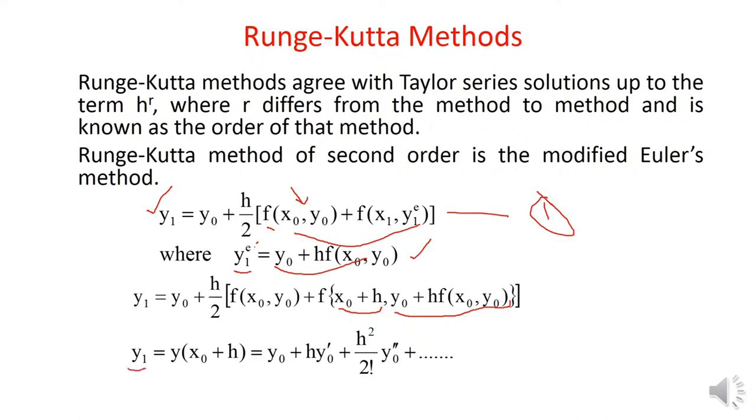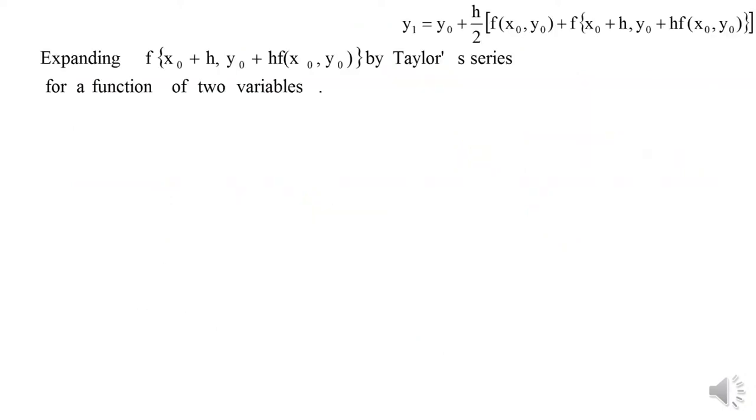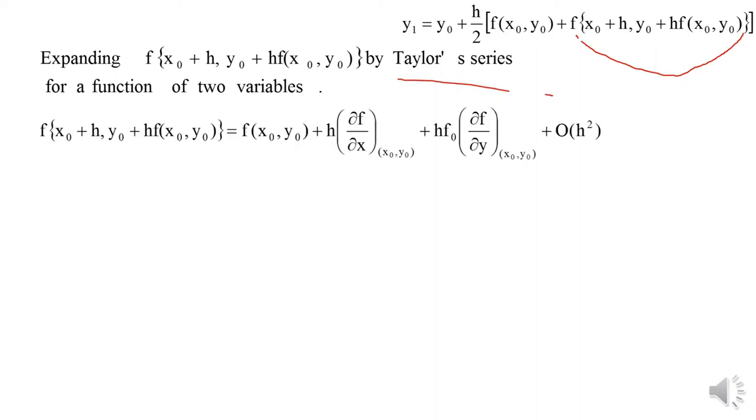अब हम टेलर सीरीज को यूज करते हैं। हम जानते हैं y1 जो है y(x0 plus h) है, इसे टेलर सीरीज से एक्सपेंड कर सकते हैं: y0 प्लस h y'0 प्लस h स्क्वायर अपॉन फैक्टोरियल 2 y''0 एंड सो ऑन। सो y1 इज दिस विच वी हैव रिटन इन प्रीवियस स्लाइड। इसमें ये जो सेकेंड टर्म है ये फंक्शन ऑफ 2 वेरिएबल्स है, और इसे हम टेलर सीरीज से एक्सपेंड करेंगे। सो एक्सपेंडिंग दिस बाय टेलर सीरीज फॉर ए फंक्शन ऑफ 2 वेरिएबल्स.